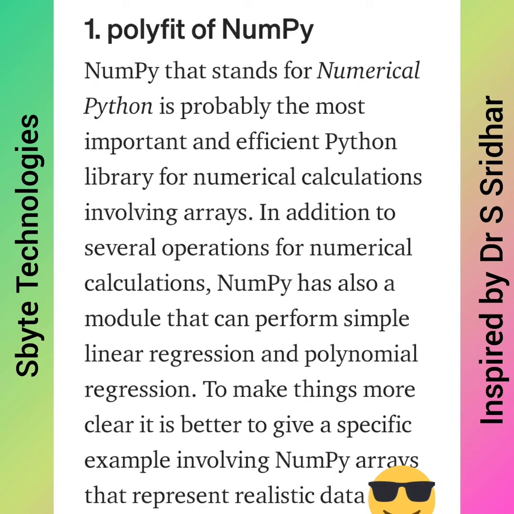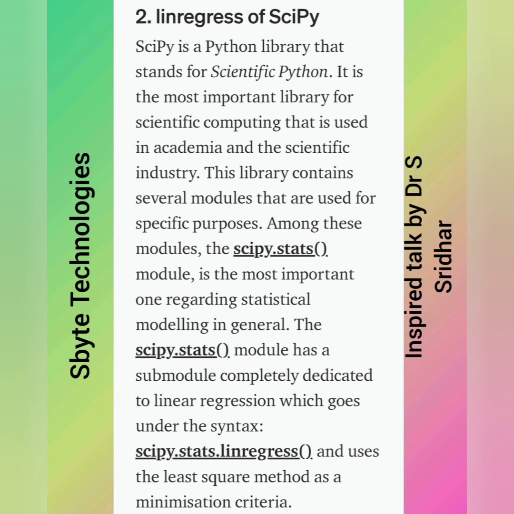Now, number one is polyfit of NumPy. NumPy stands for Numerical Python. It is probably the most important and efficient Python library for most of the numerical calculations involved in arrays. In addition to several operations for numerical calculation, NumPy also has a module that can perform simple linear regression and polynomial regression.